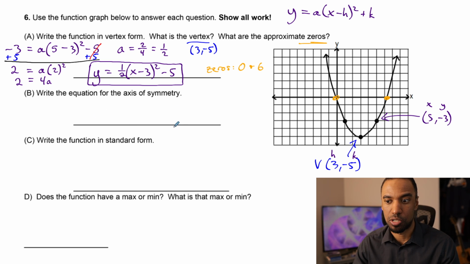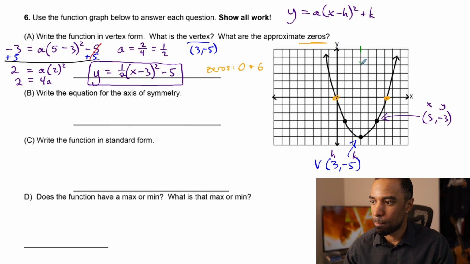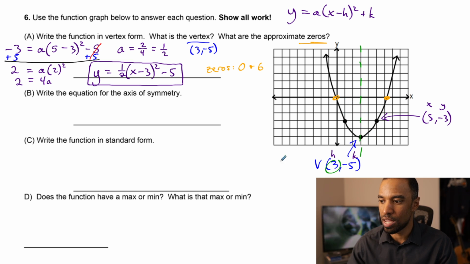Write an equation for the axis of symmetry. Oh, great. They give us a great big thing there. I totally forgot about that. Axis of symmetry is the great big line that goes right down here, the vertical line that cuts through the vertex. That is at x equals 3.